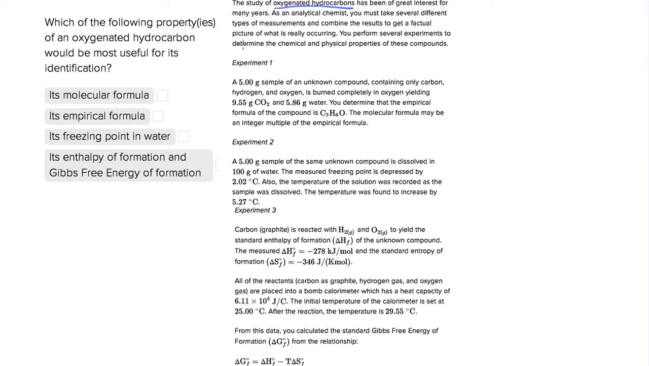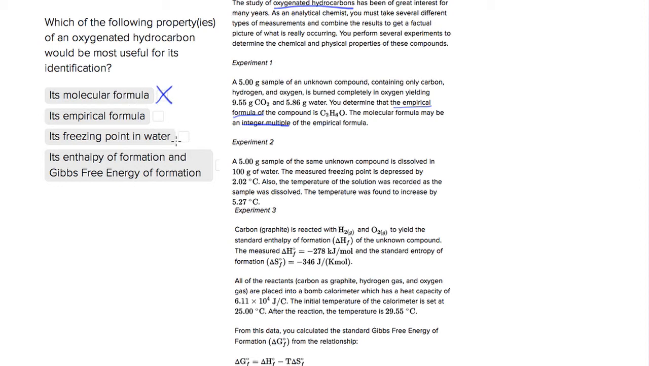Choice 1 is its molecular formula, and that's discussed in experiment 1. So experiment 1 tells us that by performing this experiment, you can determine its empirical formula, and then the molecular formula is just an integer multiple of the empirical formula. Since the molecular formula is so manipulatable, like you can have so many different molecular formulas that correspond to one empirical formula, the empirical formula is going to be a better way to consistently identify one substance. So we don't want to go with molecular. So let's leave empirical for now.